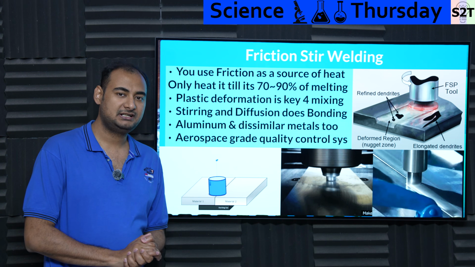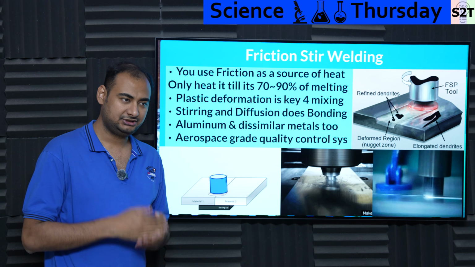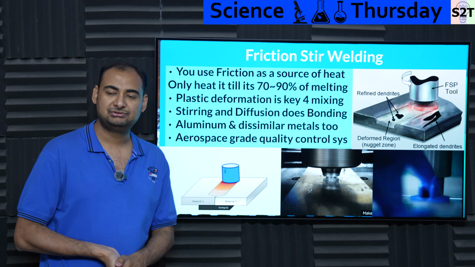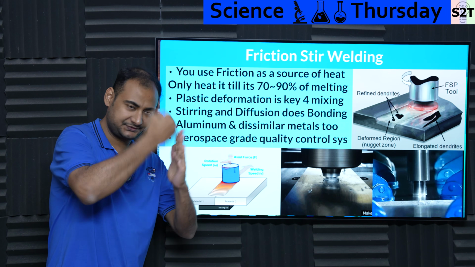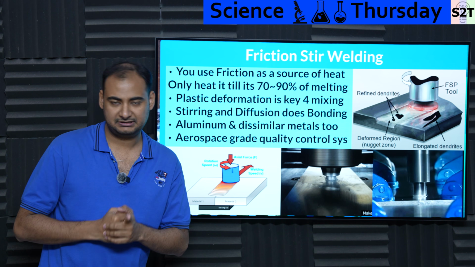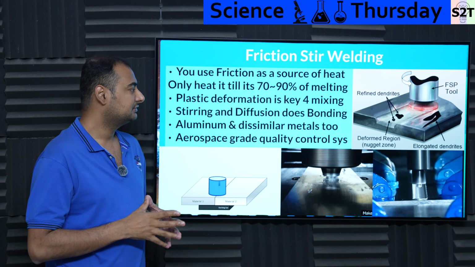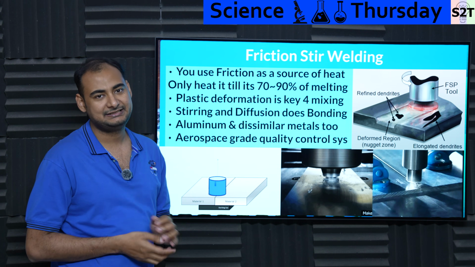So friction stir welding is basically, what if you create heat, but instead of using electricity or laser, you utilize friction. You basically go like this, friction. Now, here's the different part. If you are heating it up, what's the difference? Well, it's a contact welding, so you are only going to 70 to 90% of melting temperature.